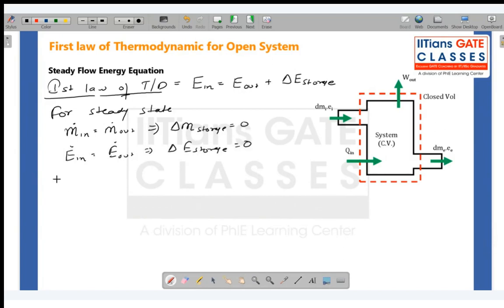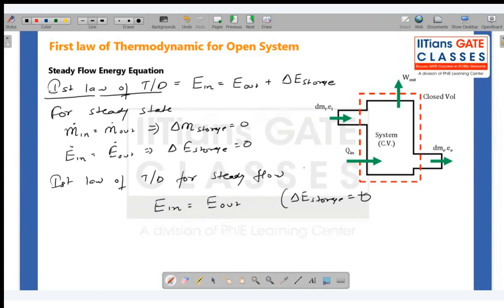So by that logic, if I now state the first law of thermodynamics for steady flow, so steady flow means open system, okay, steady flow. Now I can say E in is equal to E out. Why? Because delta E storage is equal to zero. Is it clear to everyone? First of all, tell me, till now, is it clear?